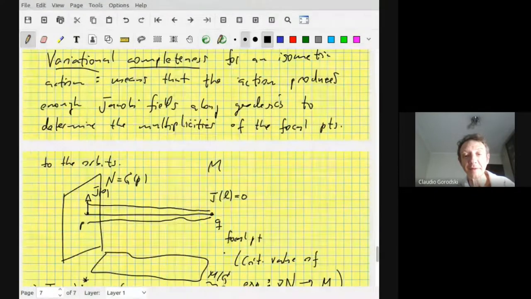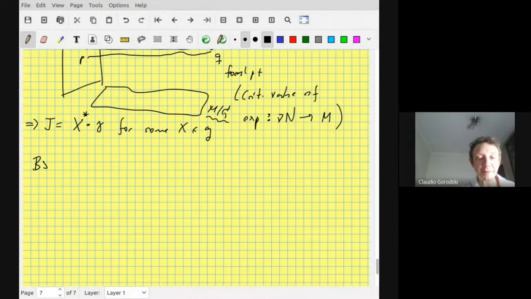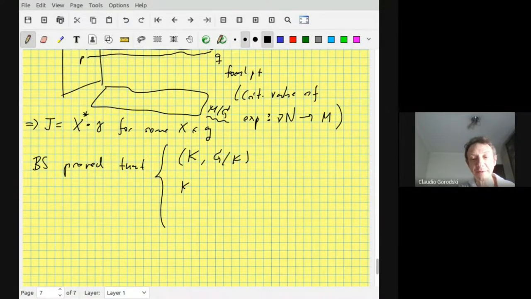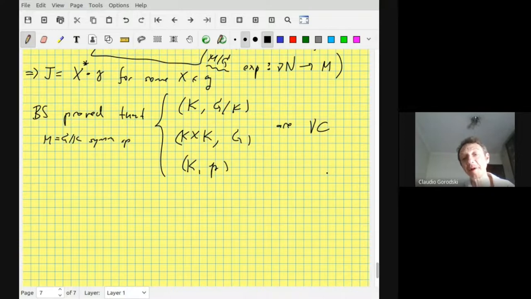So they introduced this concept, and what Bott and Samelson proved is that the K action, the isotropy action, also the action of K times K on G, where one factor acts by left translation and the other by right translation, and the linear isotropy representation, assuming this is a symmetric space, these three are variationally complete. Then they used this to compute the homology and cohomology of Lie groups and symmetric spaces. It's a very nice paper.